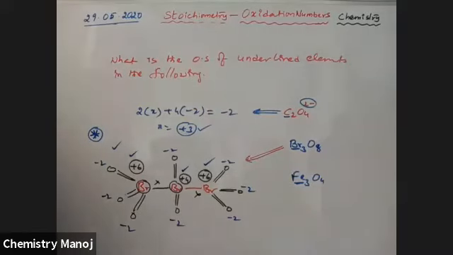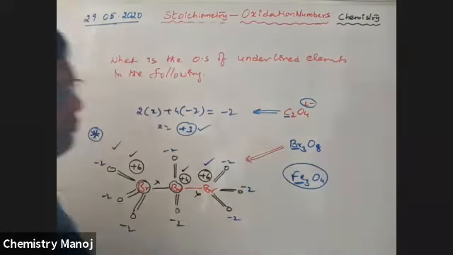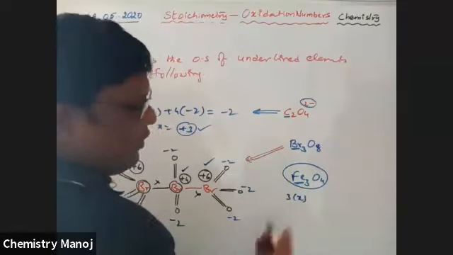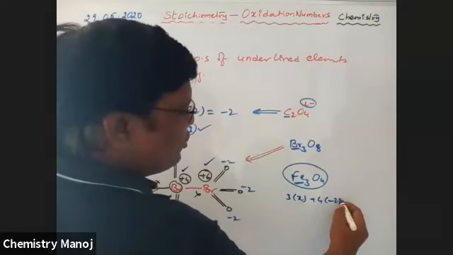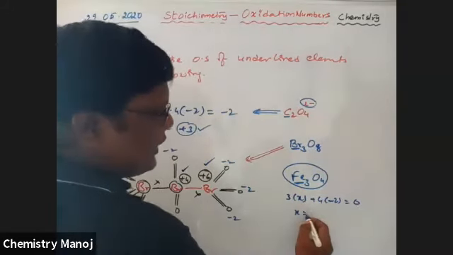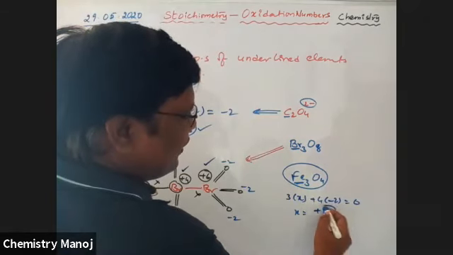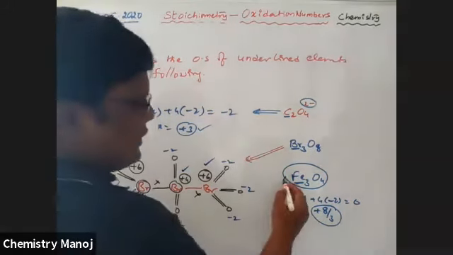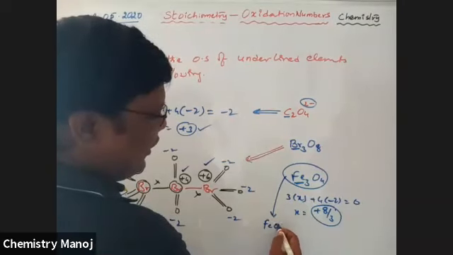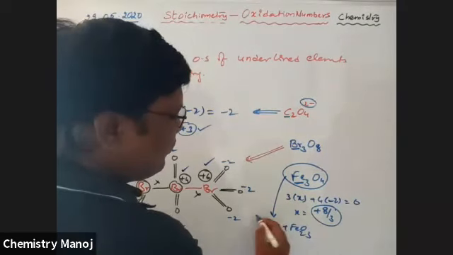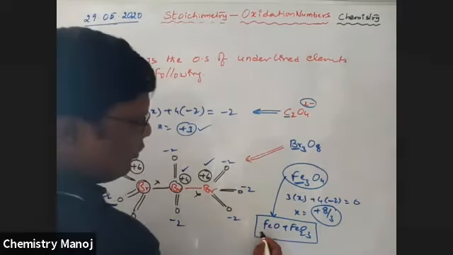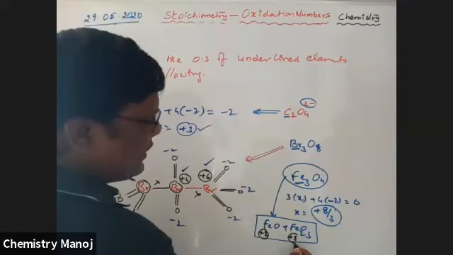Okay. Now, Fe3O4. 3 Fe, we don't know, so 3X plus 4 into -2 is equal to 0. Therefore, X is equal to +8/3. It is the fractional oxidation state for iron, plus 8/3. Or sometimes this Fe3O4 is known as FeO plus Fe2O3. So here Fe is in +2 oxidation state, here Fe is in +3 oxidation state.